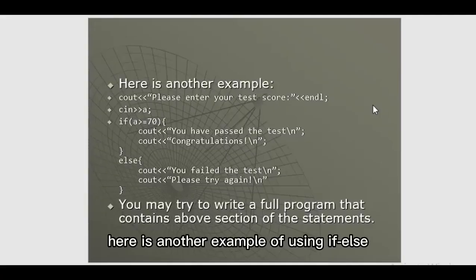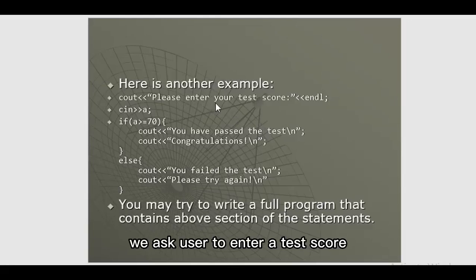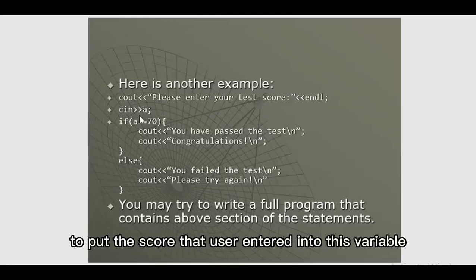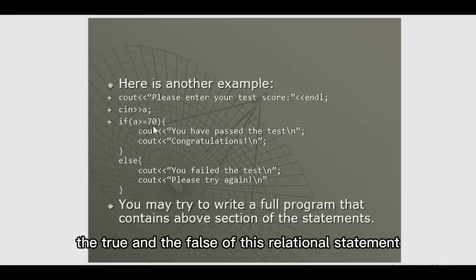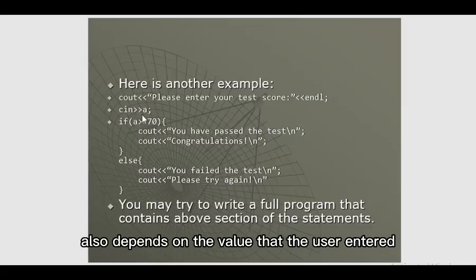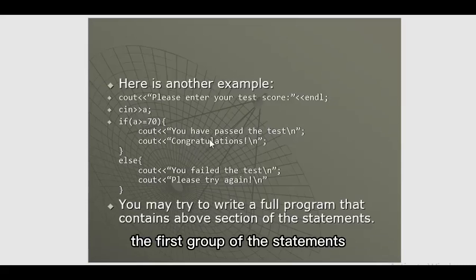Here is another example of using the if-else statement in a C++ program. We ask the user to enter a test score, then use the cin statement to put the score that the user entered into this variable. Then we set up this relational statement, and based on whether this relational statement is true or false, which also depends on the value that the user entered, we either execute the first group of statements and skip the second group, or the other way around.